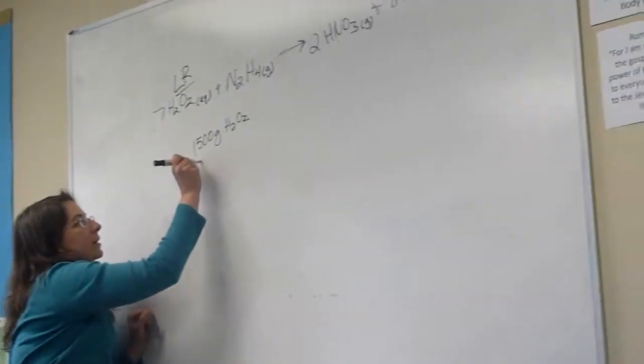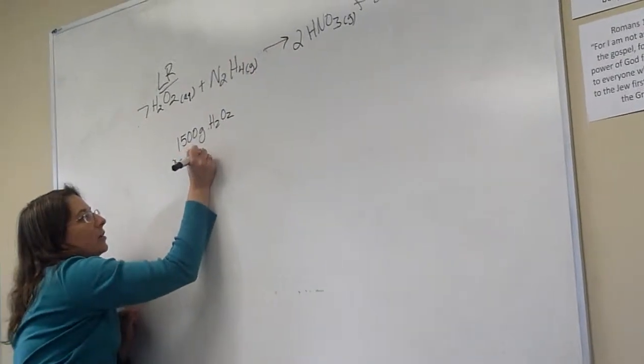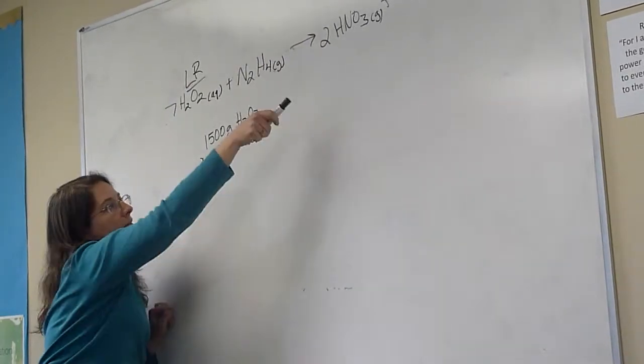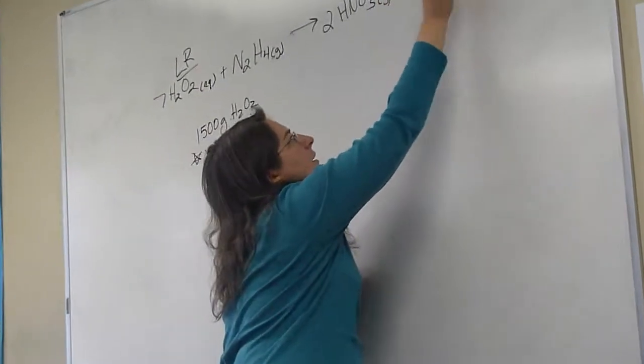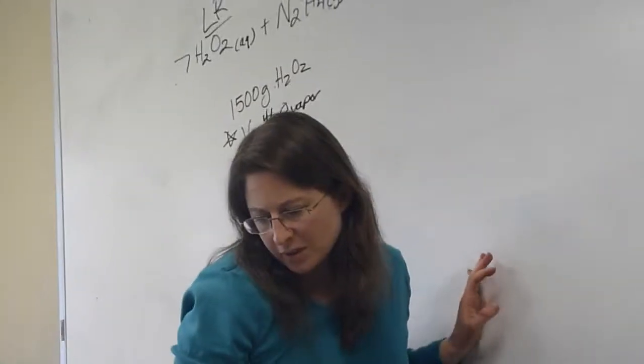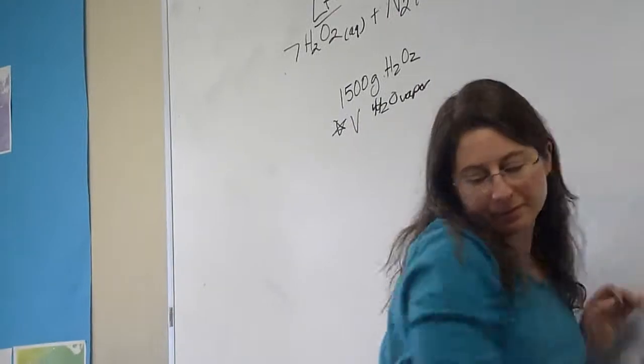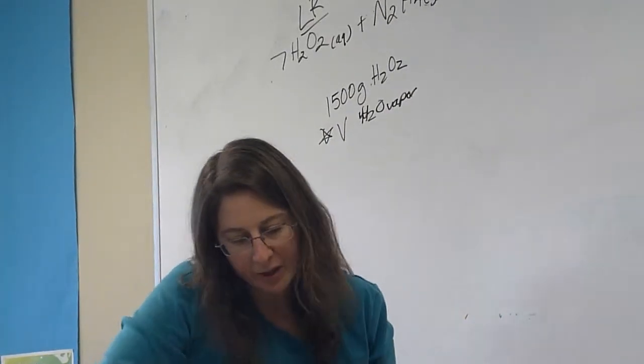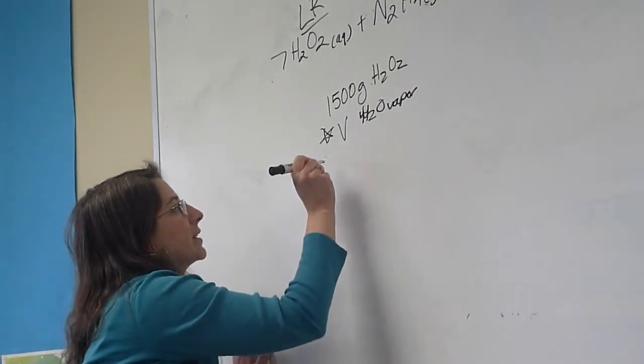So what volume of water vapor? So our goal here is volume of H2O vapor. All right, why does that say aqueous? This should be a gas. All right. What volume of water vapor is produced when the rocket gets to a temperature of 540 Celsius?